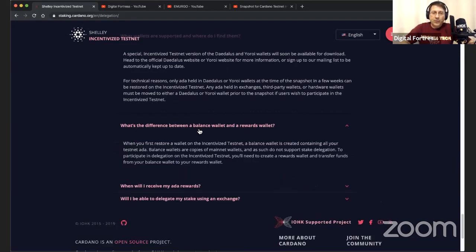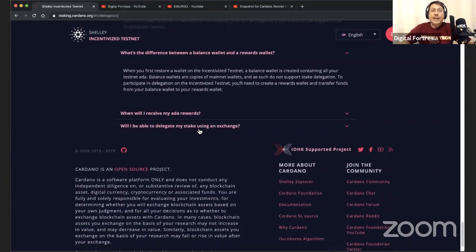Okay, what's the difference between a balance wallet and a rewards wallet? The balance wallet is when you first move it over, it uses the current address scheme. Then when you move it to the rewards wallet, it goes into the new address scheme that will work on the rewards program. So once the wallets are created on the testnet and your ADA comes into existence on the testnet, you need to move it from the original wallet where you plug in your seed phrase, and you need to move it to the rewards wallet, which contains the new scheme of the wallet addresses so that the rewards will work, okay? So make sure you read up more on here.